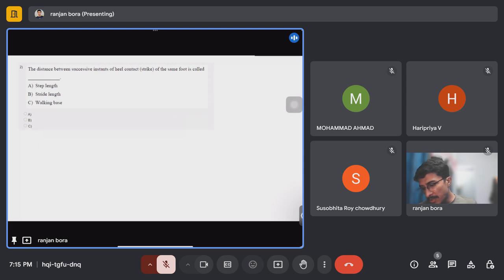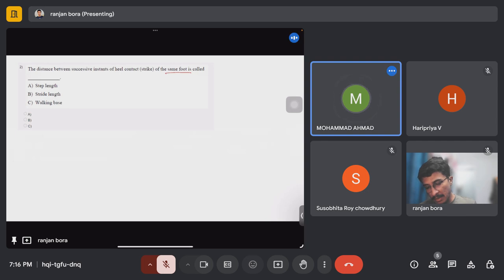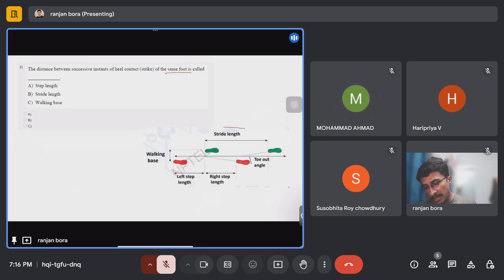The second question is the distance between successive instants of heel contact of the same foot. It is talking about the same foot, so yeah, this length is the stride length, because we can see this green colored foot is the same foot, and the red colored one is the opposite foot.